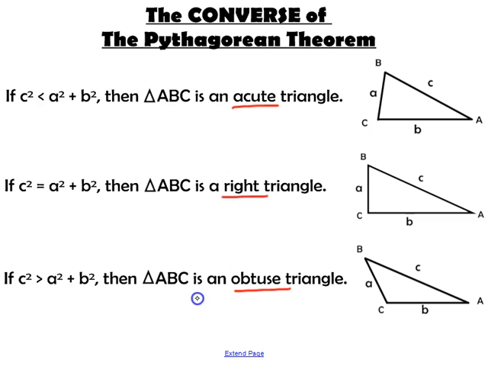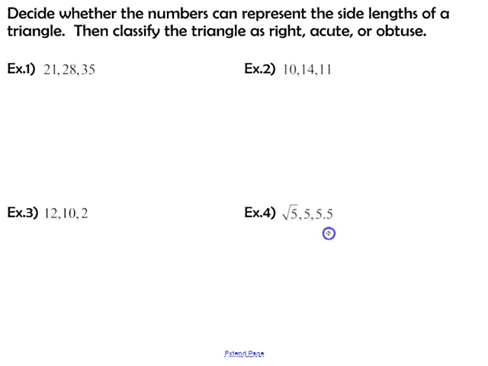So the only thing you have to do is decide which number is going to be C. Remember, in a right triangle, C is always the longest side because it's the side that's opposite from the right angle. So when you're given 3 side lengths, make sure that C is always the longest side length that you're given. Otherwise, your calculations will lead you to an incorrect conclusion.